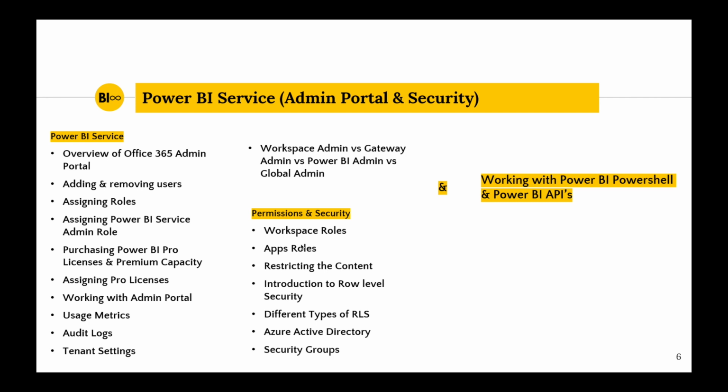In the same way, we have something called row level security, which we call RLS. In Power BI Desktop we create this RLS, and once you publish back to Power BI service, we can also do something here. So we will see what RLS is, how to create the security, the different types of row level security, how we can use Azure Active Directory in this row level security, and how we can create security groups in the Azure portal. We will see everything in detail.